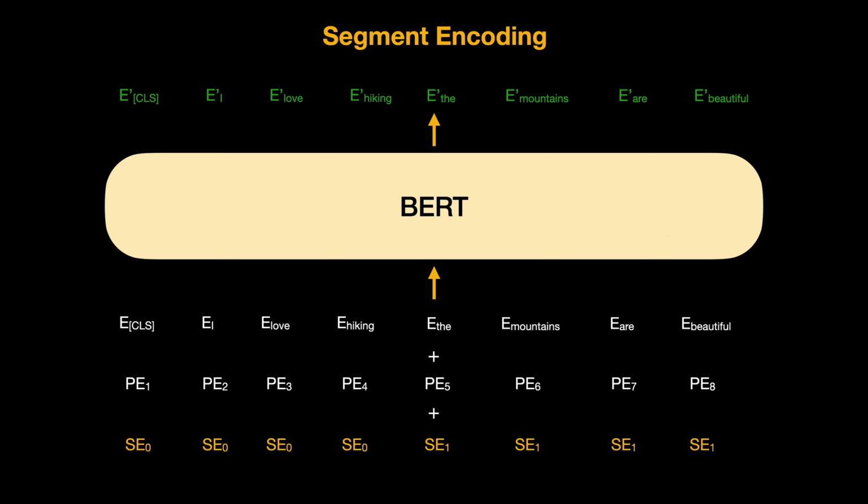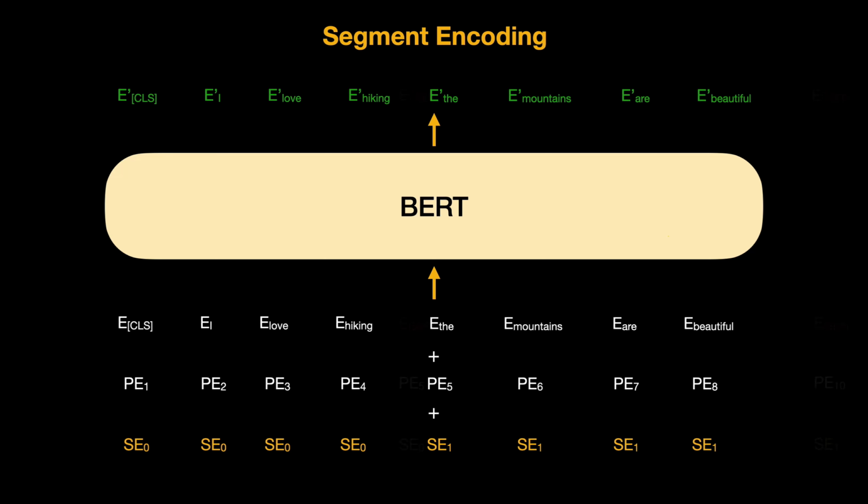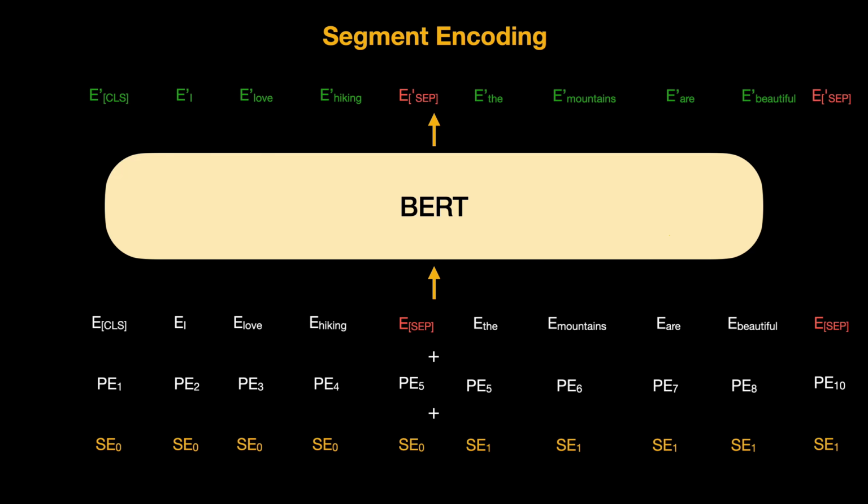But this segment encoding is just not enough. We also provide some additional support by adding a special SEP token between the sentences. We place the SEP token at the end of each sentence, which acts as a clear, explicit boundary marker. And the input format will change to something like this.